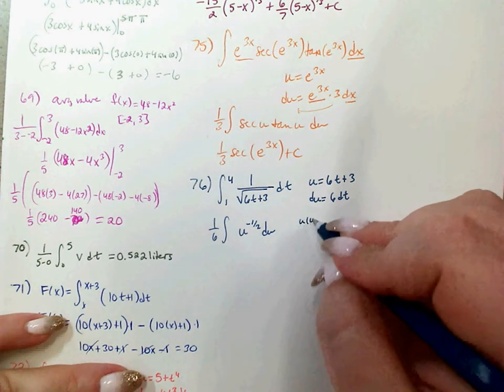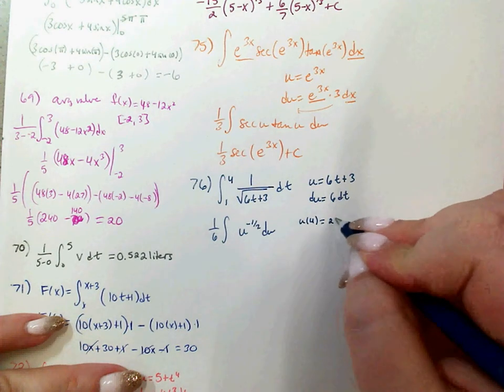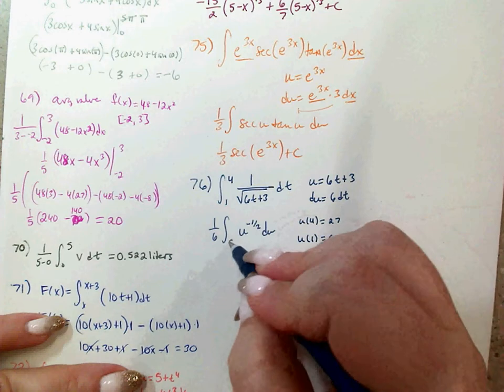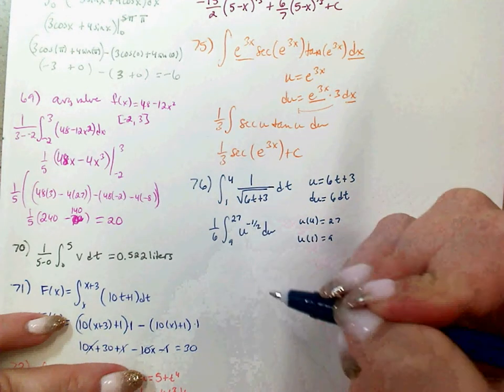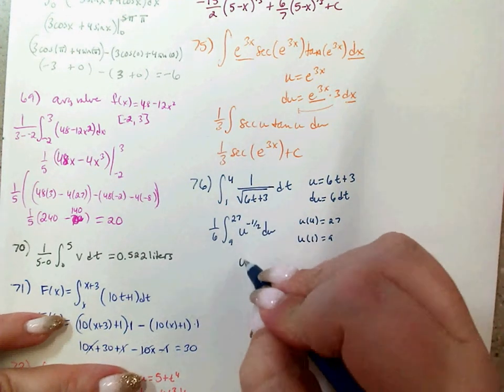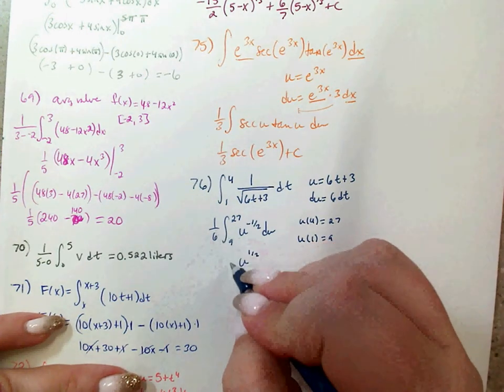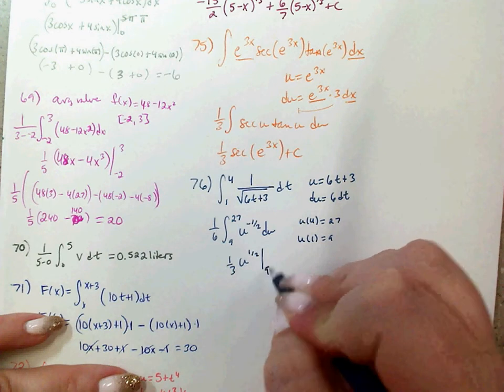So u of 4 is 24 plus 3, that's 27. And u of 1 is 9. So it's from 9 to 27 in terms of u. So the antiderivative is add 1 to the power, divide by the new power, dividing by 1/2, so it's multiplying by 2, so that's 2 times 1/6, that's 1/3, evaluated from 9 to 27.